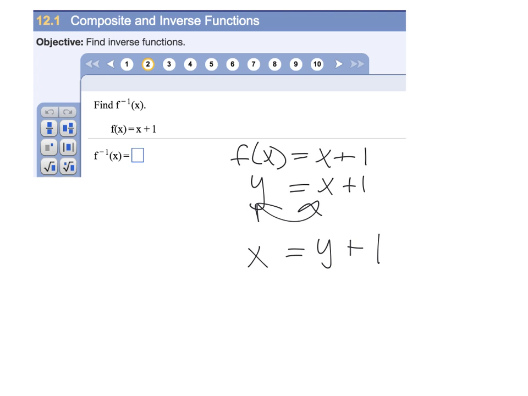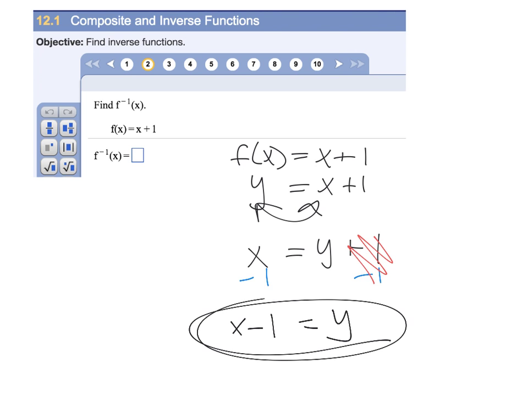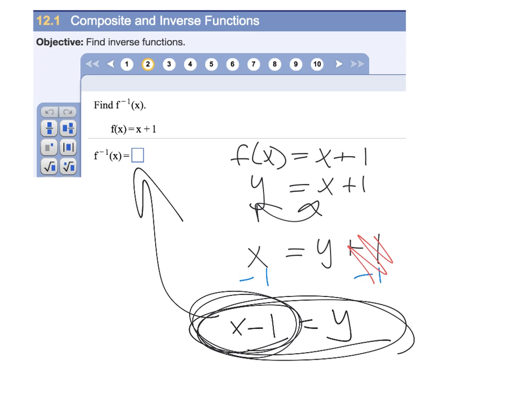And now we're going to solve for y. We want to get y all by itself. So in this case, we're going to subtract 1 from both sides. The plus 1 minus 1 kind of undo each other. So that gives us y is equal to x minus 1. And we are now done. So you're going to take that x minus 1 and put it right there for your answer.